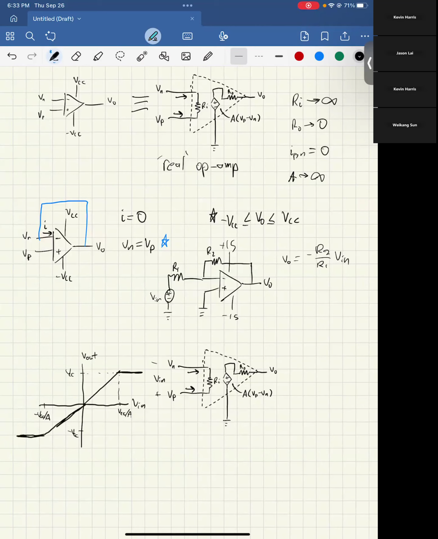So what that means is that your V out cannot go above your VCC, and it cannot go below your minus VCC. So you're going to get that kind of thing. The idea there is that this is like a real thing. It cannot create a voltage higher than its input.